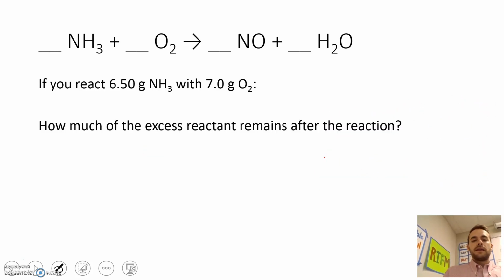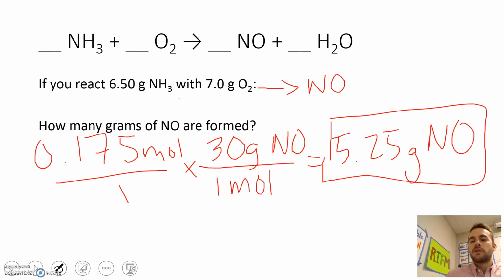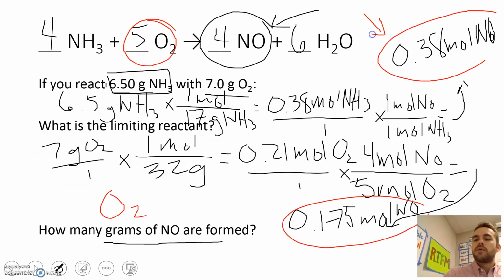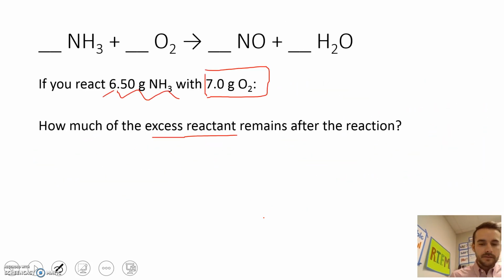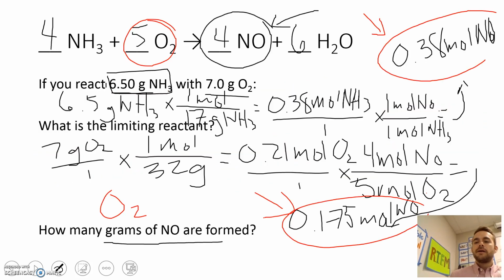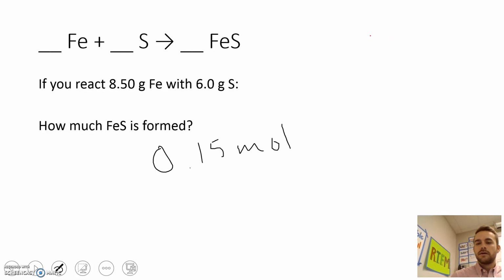Next, it then asks how much excess reactant remains after the reaction. Why? Because our 7 grams of O2 really limited the amount of product we could make, because we do know that we had extra NH3. Why? Because if we had used all of our NH3, we would have been able to make 0.38 mole of NO. But we couldn't. We actually only made 0.175. So how much extra ammonia do you have lying around? Well, to figure that out, you go back, you take the amount of NO that you would have formed originally using ammonia.